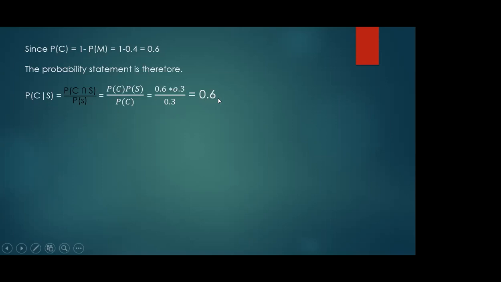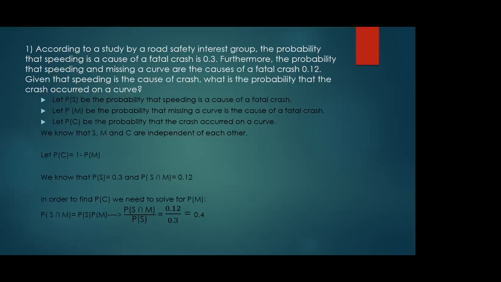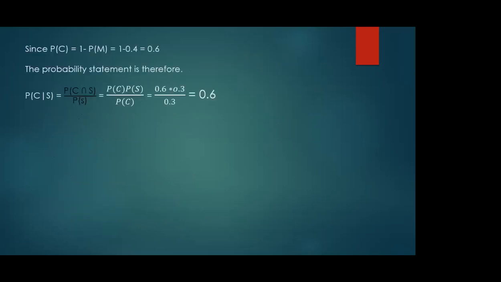So given that speeding is the cause of crash, what is the probability that the crash occurred on a curve? The probability is going to be 0.6.